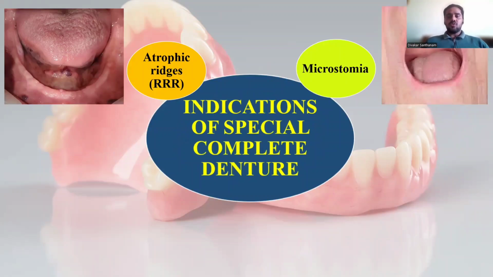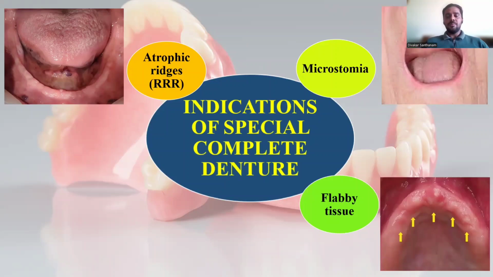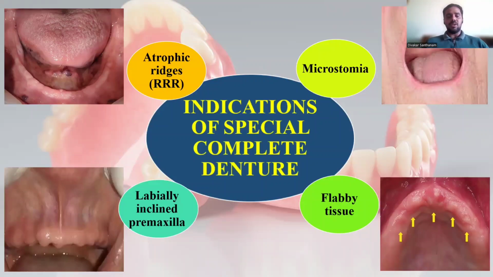Second is, as I told, microstomia, when we can't place a complete denture inside the patient, we can give it as sectional. Then flabby tissue, when there is bone loss and tissue overgrowth because of long-term use of the complete denture, there is a chance for flabby tissues which will be displaced when the new complete denture is fabricated in the conventional manner. So we have to fabricate it in the undisplaced form. And then the last one is the labially inclined premaxillary cases.